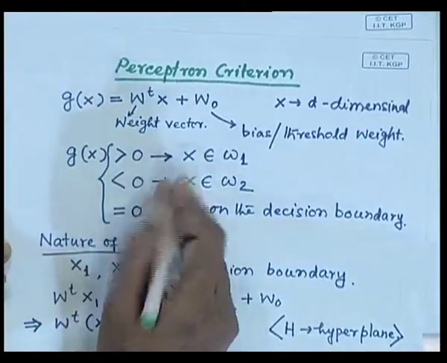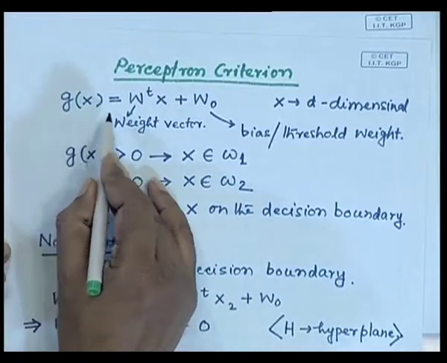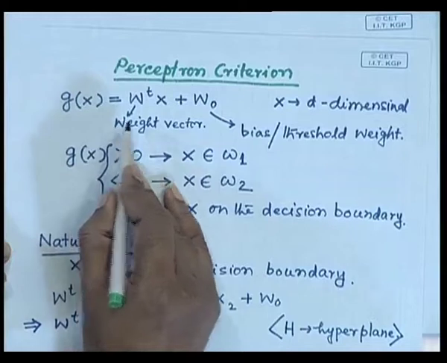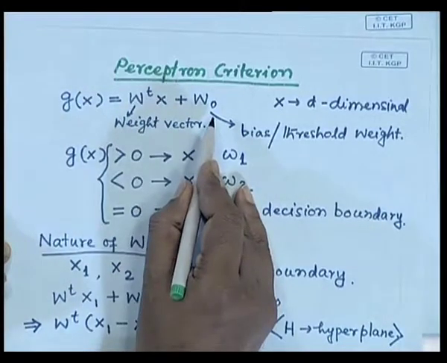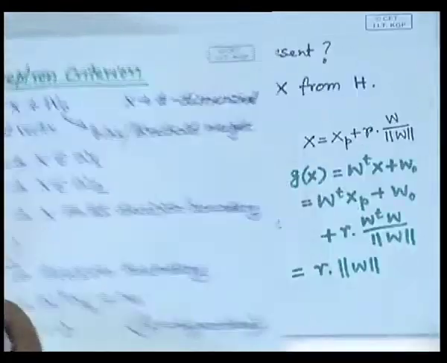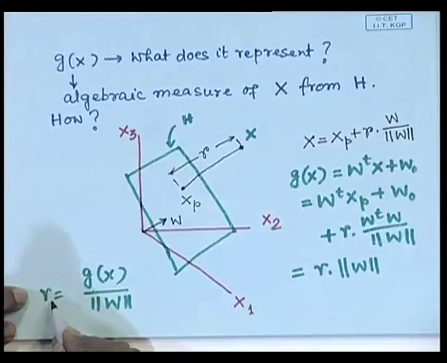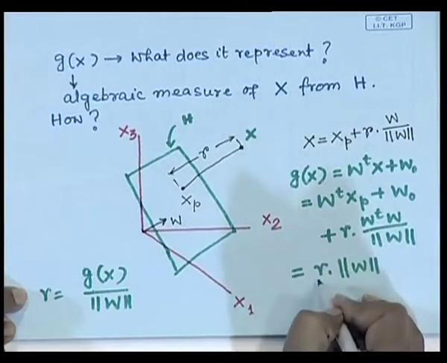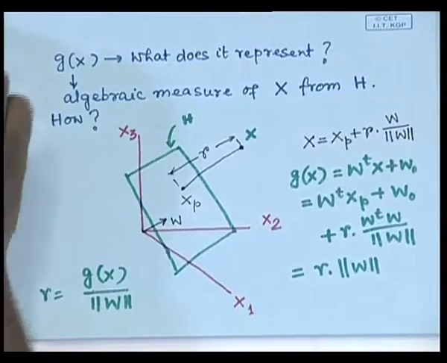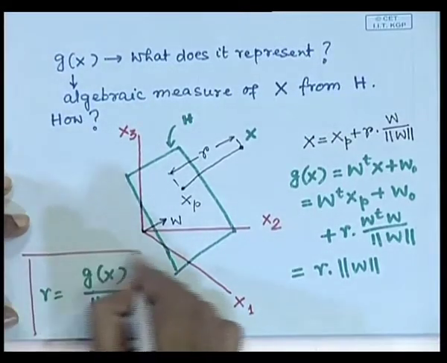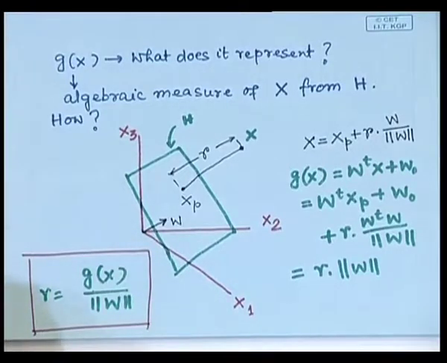Because x p is lying on the decision surface, g of x p will be equal to 0, and g of x p is nothing but w transpose x p plus w naught. Is that okay? Right. So, here the reason we are calling it algebraic distance is that if r is positive, then x lies on the positive side of the hyperplane. If r is negative, then x is on the negative side of the hyperplane. And this expression that I have said, r is equal to g x upon mod of w.